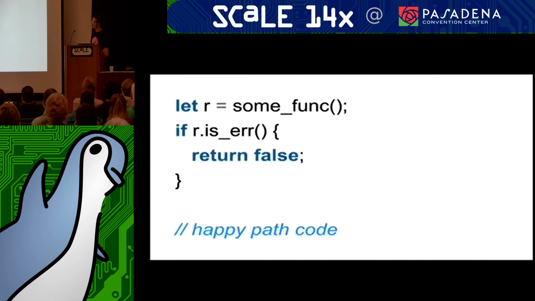A great example of this balance is return types in Rust. We've all seen this type of code. We're going to let R equal the return value of some function. If R is an error, we're going to return early, return false, and then we'll go down our happy path code, right? We all write that when we write our normal code, and we write that in Rust too.